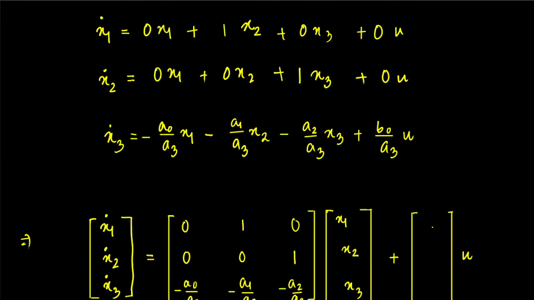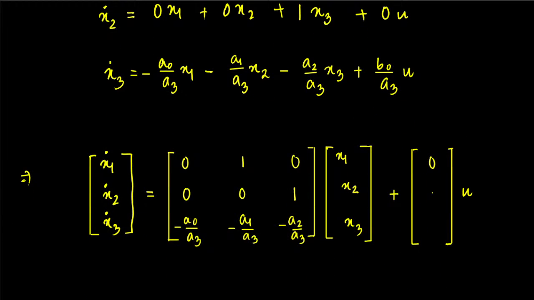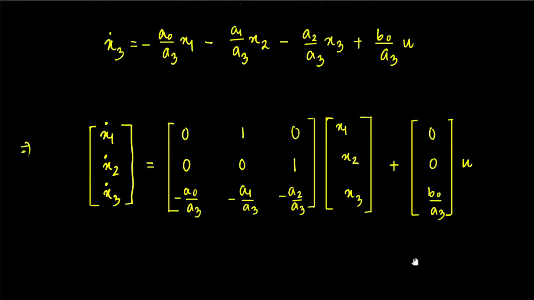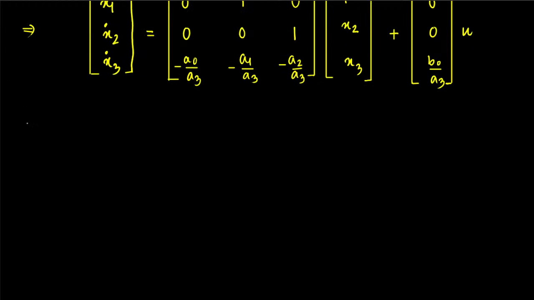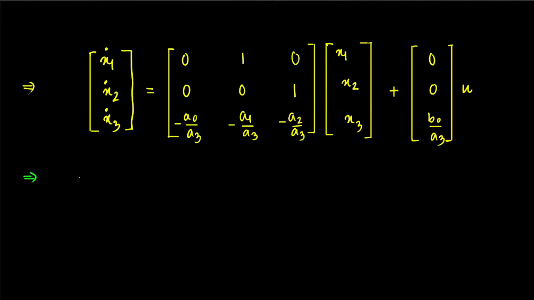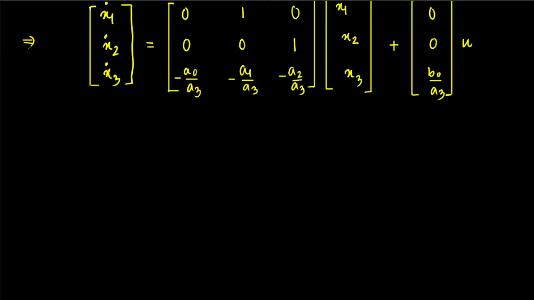And on the right hand side, I would have 0, 0, b0 by a3, right? So this is called the state model of the system. Now I'm calling this a differential equation, not differential equations, because now we can assume something very important.